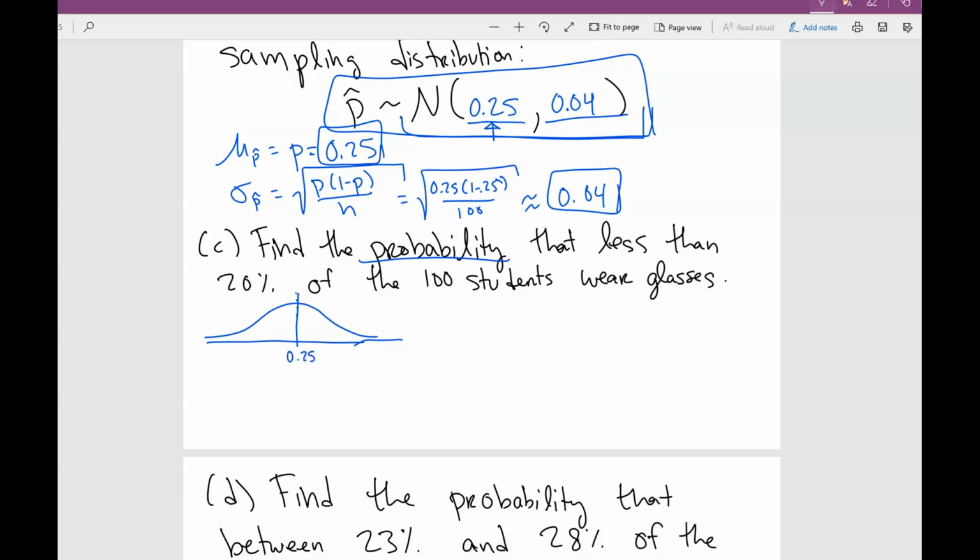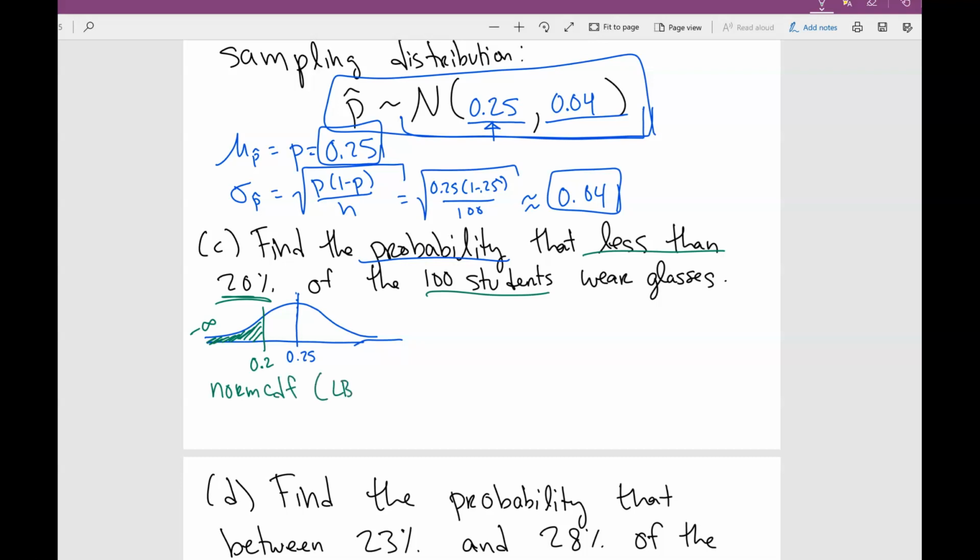And we want to find the probability that less than 20% of the 100 students wear glasses. So 20% as a decimal is 0.2, and 0.2 lies here. And we want everything that's less than that, so everything that's less is over here. So we're looking for this probability. Remember that this is just negative infinity. So to find this probability, all we have to use is just normal CDF.